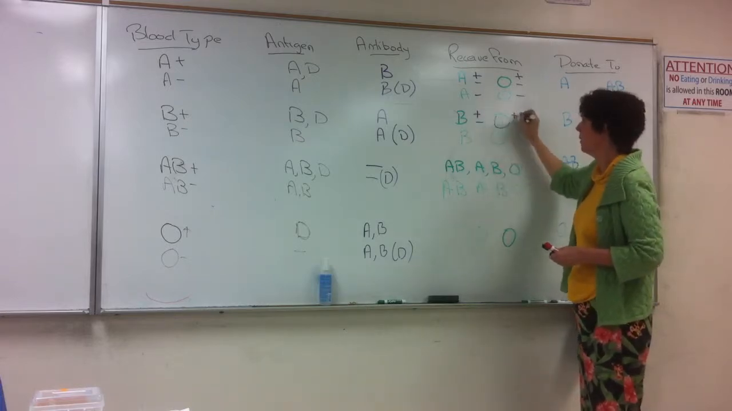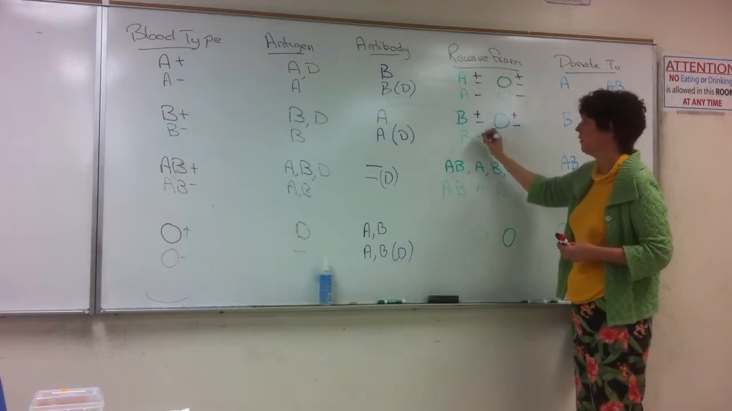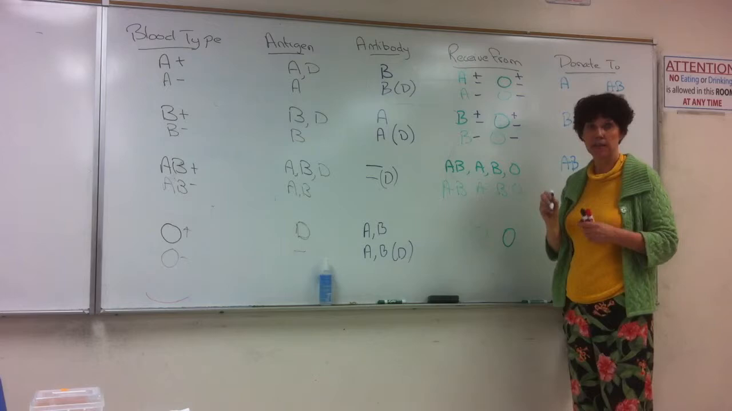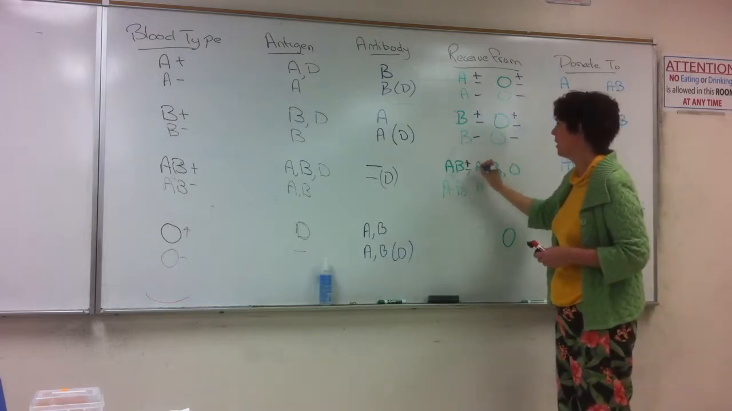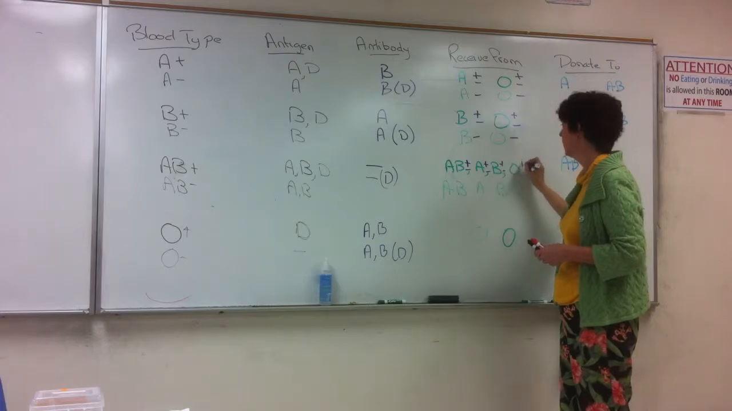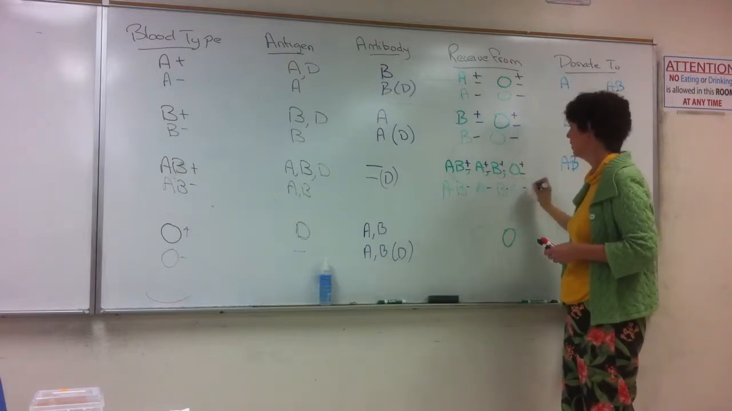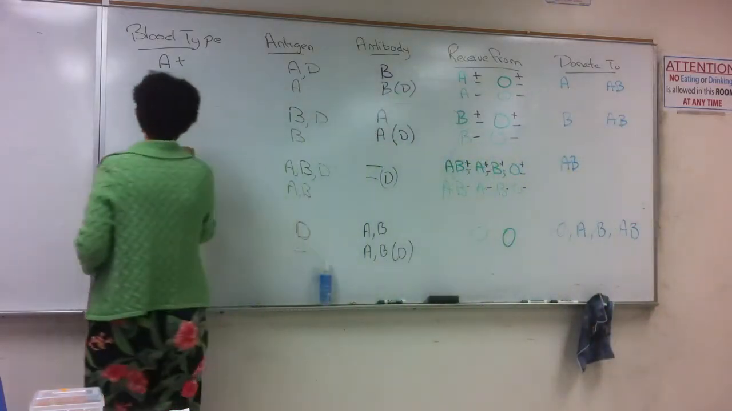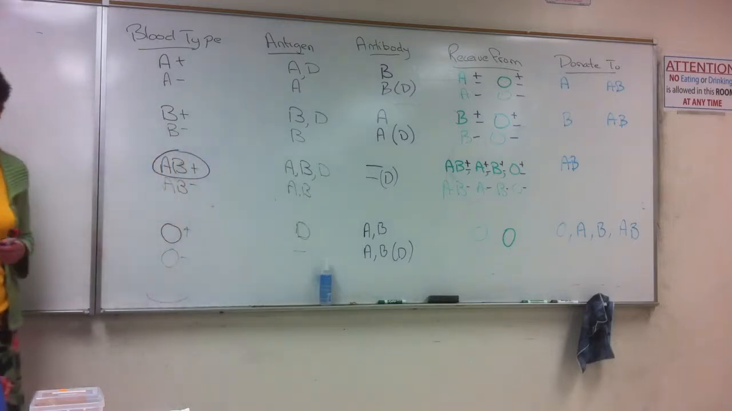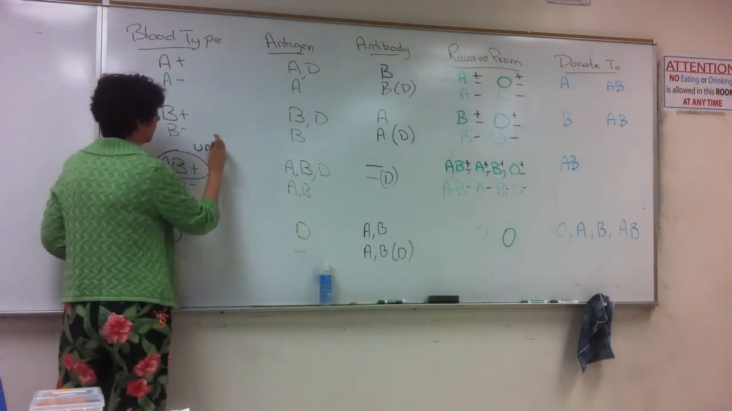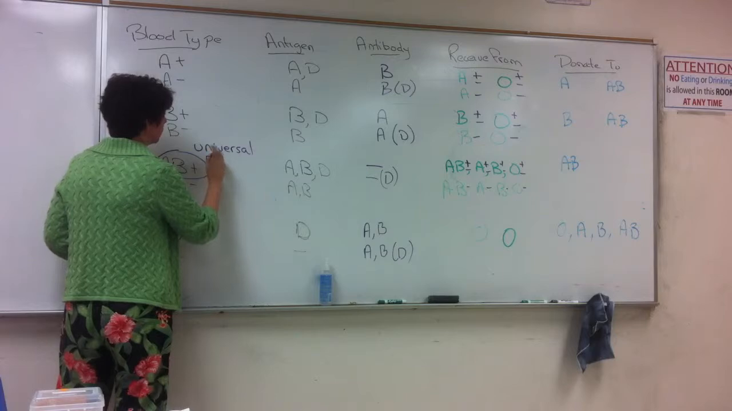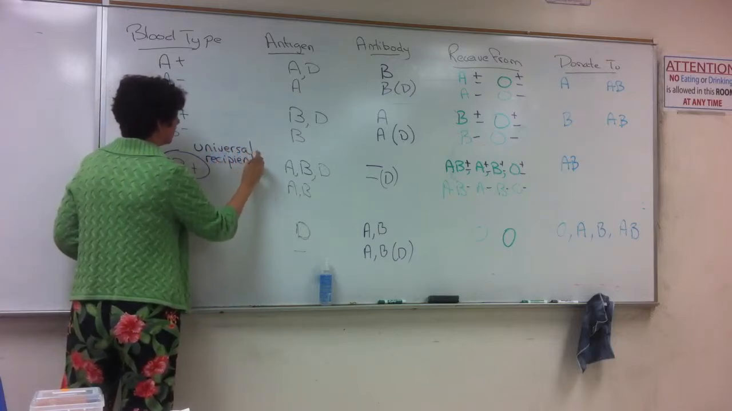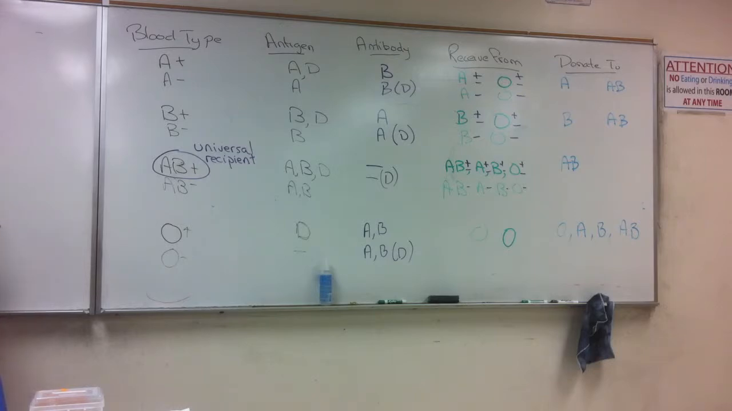If you're B positive, you can receive positive or negative. If you're B negative, you can only receive negative. If you're AB positive, you can receive either one. If you're negative, you can only receive negative. So this individual, AB positive, is identified as the universal recipient. That's the safest blood type to have. No matter what, you can receive blood. You receive all the types, and it doesn't matter, you can receive positive or negative. Okay?